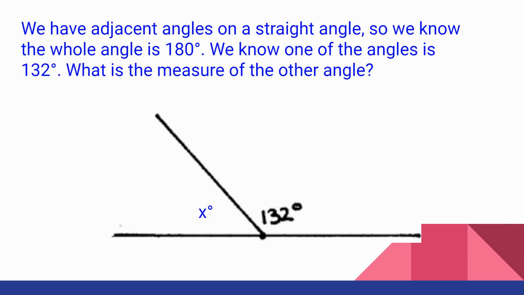So here it is. We have adjacent angles on a straight angle. So we know the whole angle is 180 degrees. We know one of the angles is 132 degrees. What is the measure of the other angle? And I renamed that question mark to an x. So that's our unknown. We are going to figure that x out the same way we did in the first example, but this time we have a 180-degree straight angle. So we're going to use the same method.